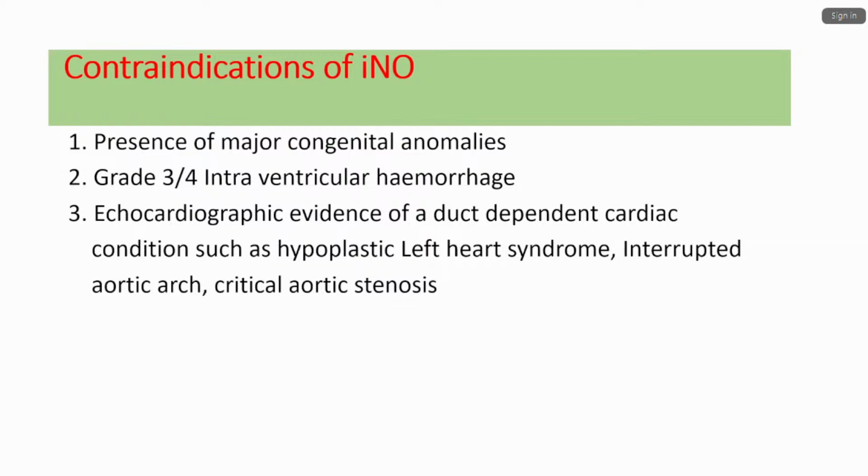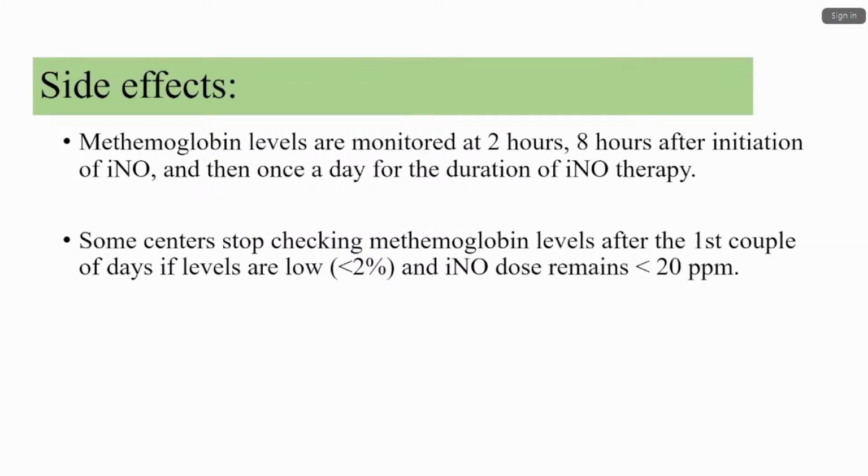Then what are the contraindications of iNO? There are 3 major contraindications. The first one is presence of major congenital anomalies. Second is grade 3 or 4 IVH. And the third is presence of duct-dependent cardiac circulation like HLHS or interrupted aortic arch or critical AS.